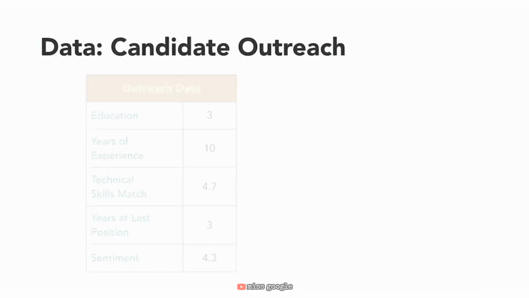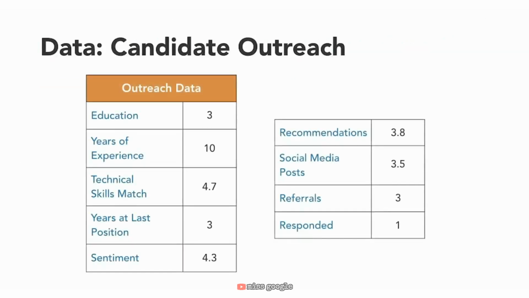What input data can we gather? We need data about past outreach activities and the candidate's responses. Most of this data comes from social media. It includes education, years of experience, technical skills match, recommendations, and social media posts. This data is usually in text form and would require pre-processing in order to arrive at this data set. Things like technical skills match can be done by comparing the required skills list with the candidate skills list. We also need a target variable, which is if the candidate responded positively to the outreach.